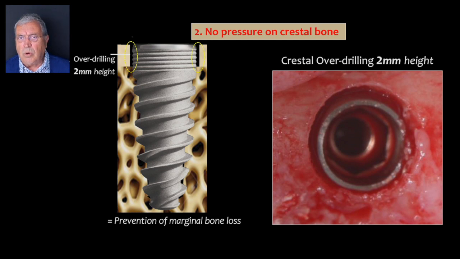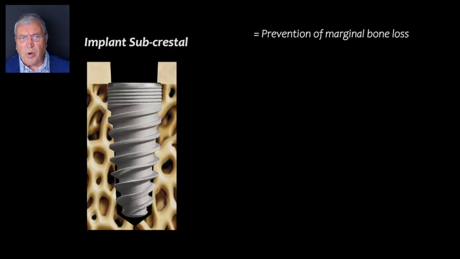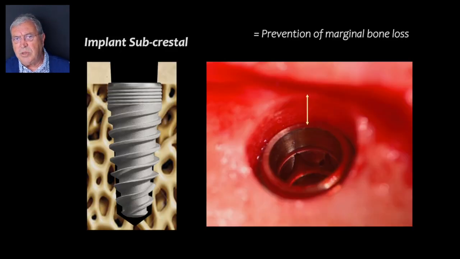We can do this kind of overdrilling with a countersink. Branemark designed the countersink 40 years ago, and today, a lot of people want to forget it. It's still valid. If you don't have a countersink, use a larger drill and go just 2 millimeter depth in order to avoid any contact between the implant neck and the cortical. Subcrestal position is very good, and I would say subcrestal and overdrilling is the best way.